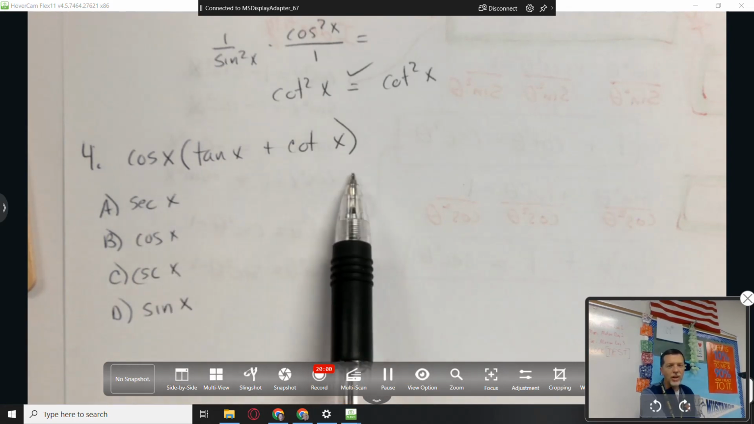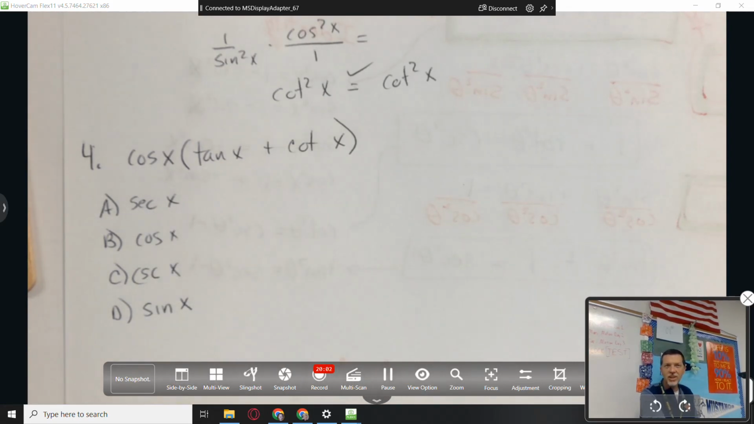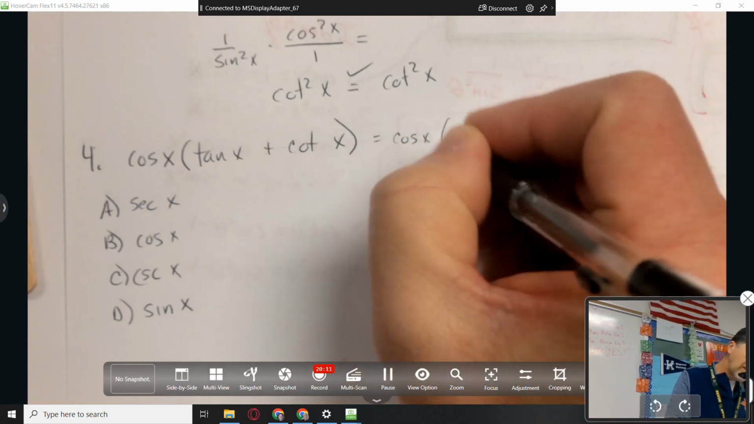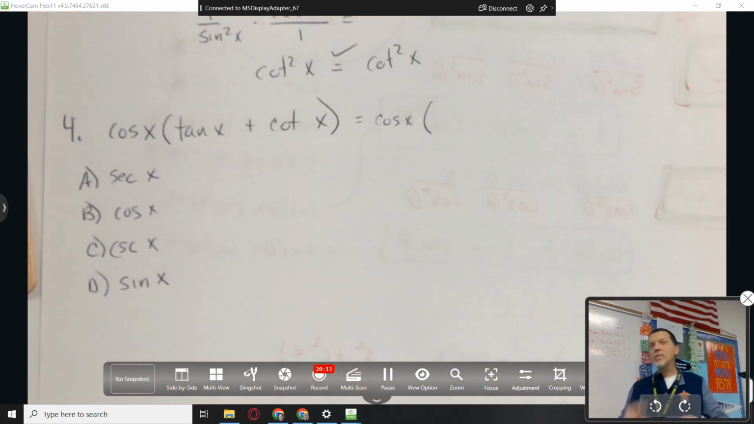So thoughts on what else we could do? Jake? You make the tangent and cotangent, and you put them in the cosine over sine and sine over cosine. I like that. Whenever you're stuck, that's always something you can do. Change everything to sines and cosines and see what happens.